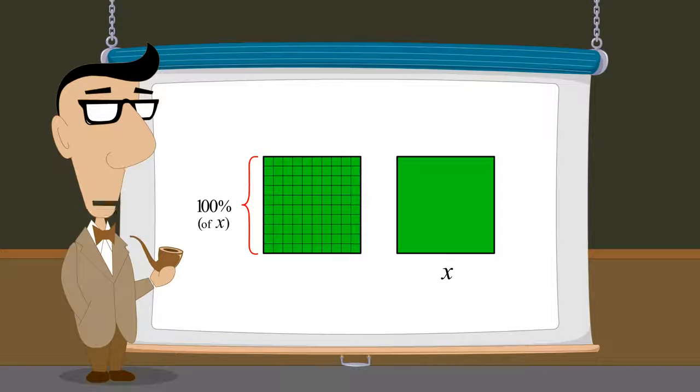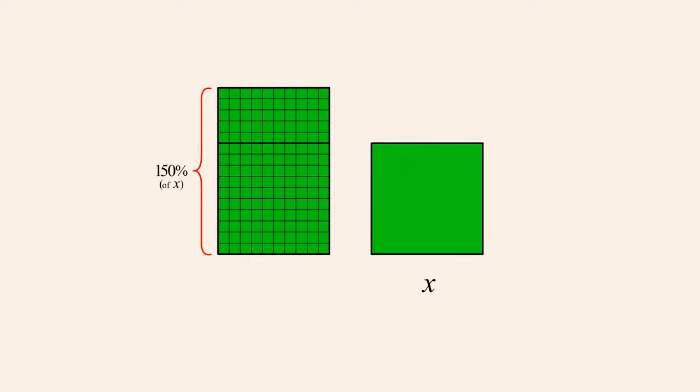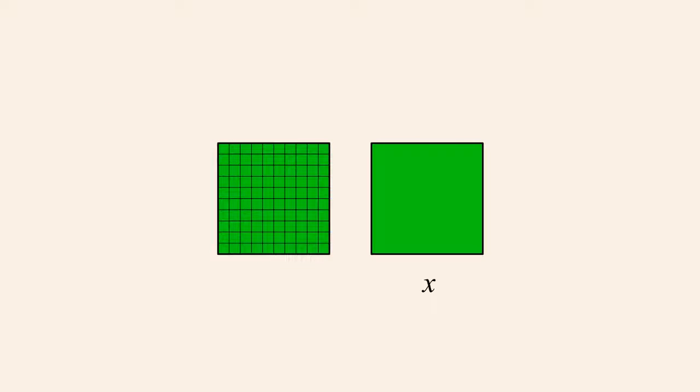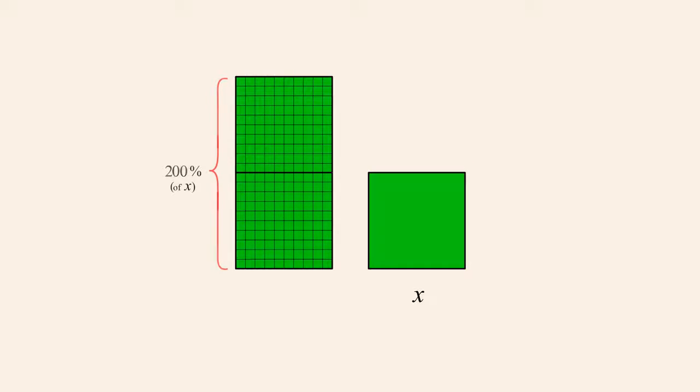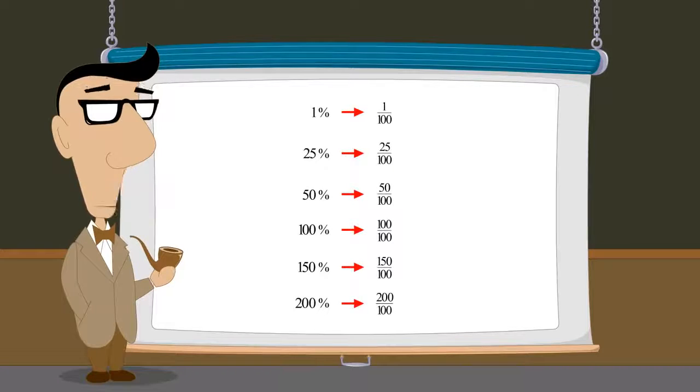Percentages can also have values greater than 100 and thus represent values greater than the original quantity x. For example, 150% of x is 150 hundredths, or 3/2 x. So 150% represents a 50% increase over the original quantity. Likewise, 200% of x is 200 hundredths, or twice x, which represents a 100% increase over the original quantity. In these examples, we converted percentages into equivalent fractions with denominators of 100 and reduced those fractions to their simplest form.